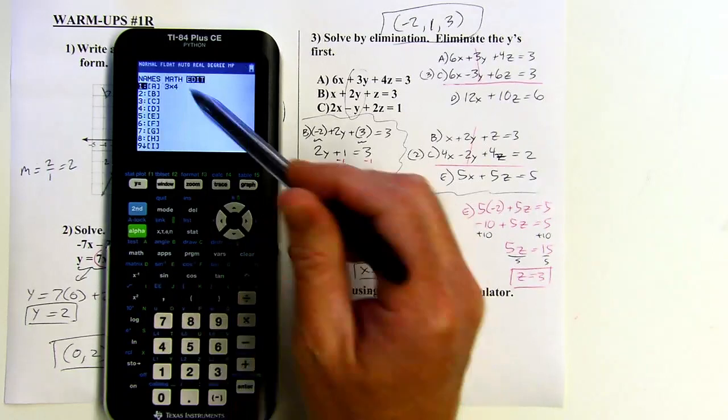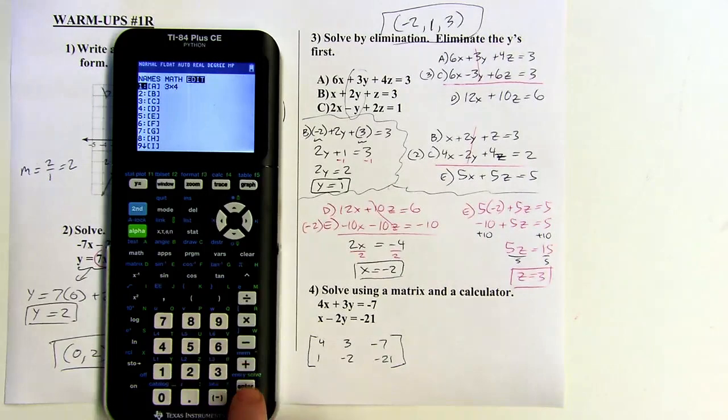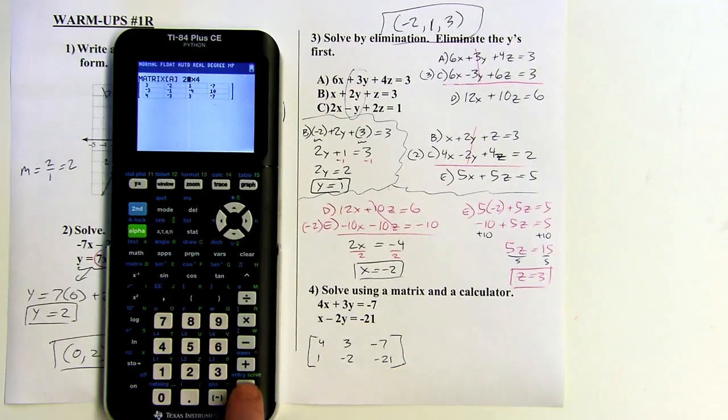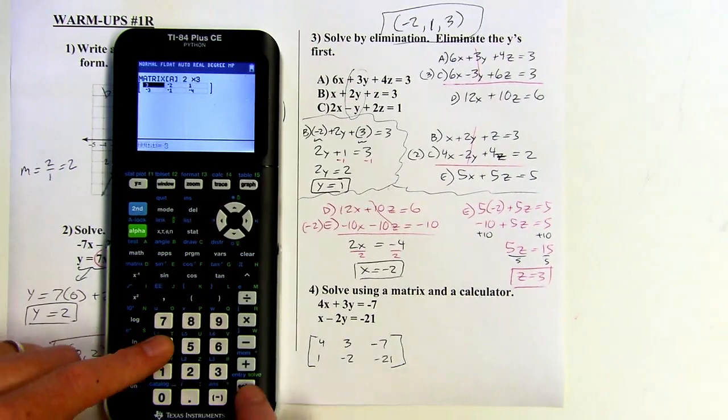So I'm going to go over to edit. I always put everything in slot A, but you could put it in one of the other slots. So I'm going to hit enter on A, and I'm first going to change those dimensions. I'm going to hit 2 enter and then 3 enter. And now I can see this has the right dimensions, and I'm going to input these numbers. So I'm going to hit 4 enter.